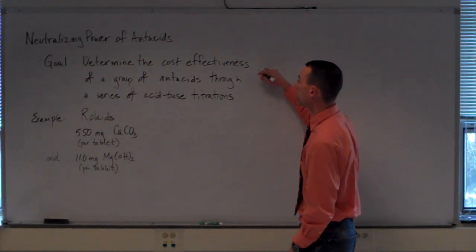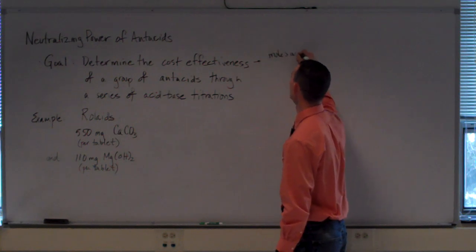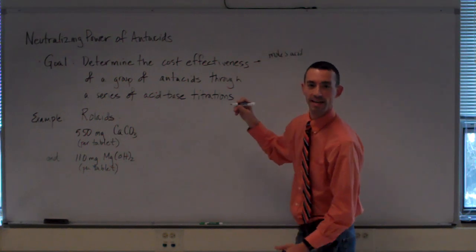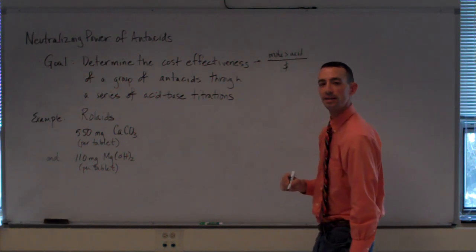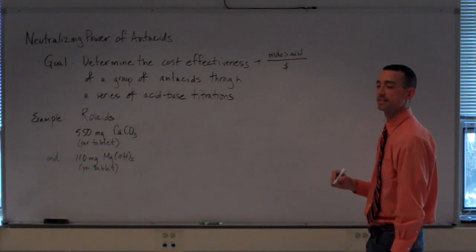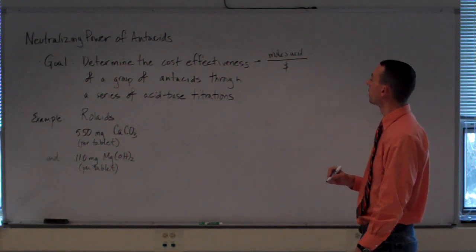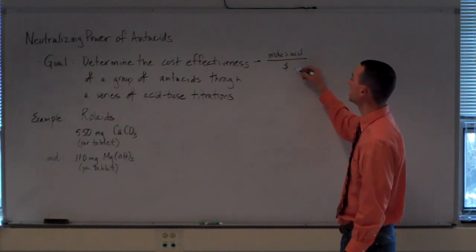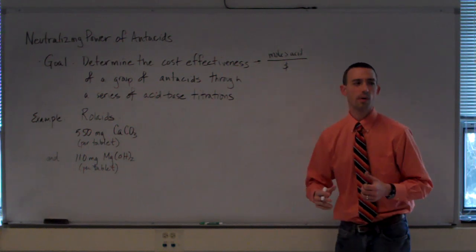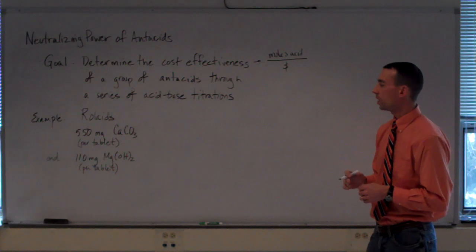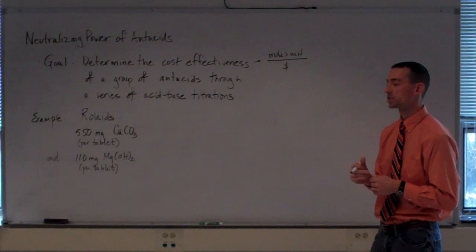Now we're going to define cost effectiveness as the moles of acid reacted or eliminated by the antacid per dollar spent on the antacid. So we'll need some information which is available in your laboratory manual for the costs of these antacids and their dosages as well. As an example of how we would accomplish this, let me walk you through some of the pre-lab questions and some of the reactions that are involved in this experiment.